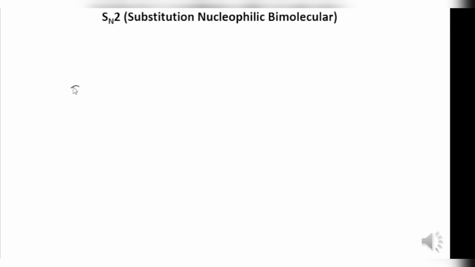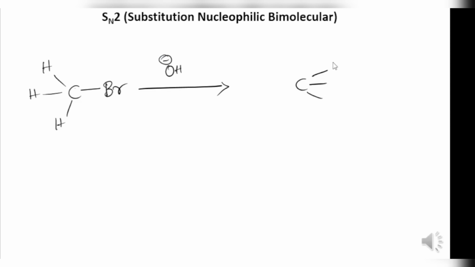In the case of an SN1 reaction, we take a tertiary carbon. Here I will have to consider a primary, suppose methyl halide. I can take methyl bromide as an example and treat it with hydroxide ion. I will end up with a product with inversion of configuration. This is OH, and this is bromide ion as a leaving group. This is the first example.